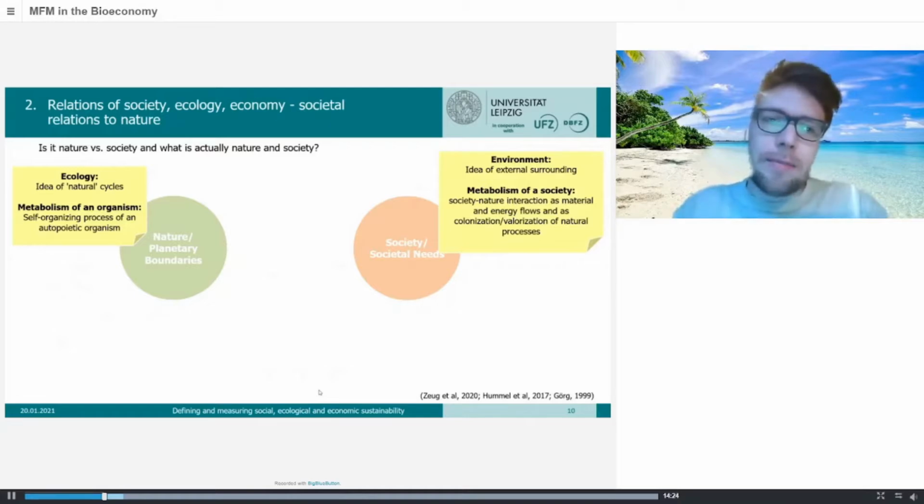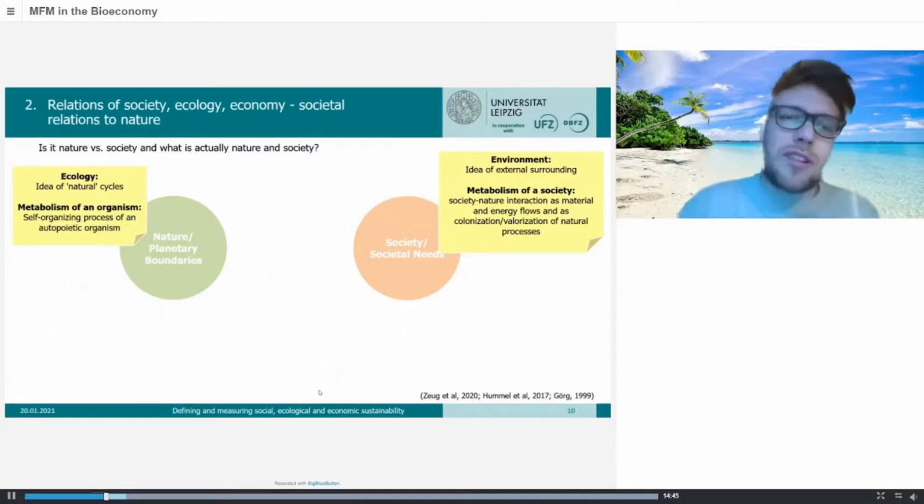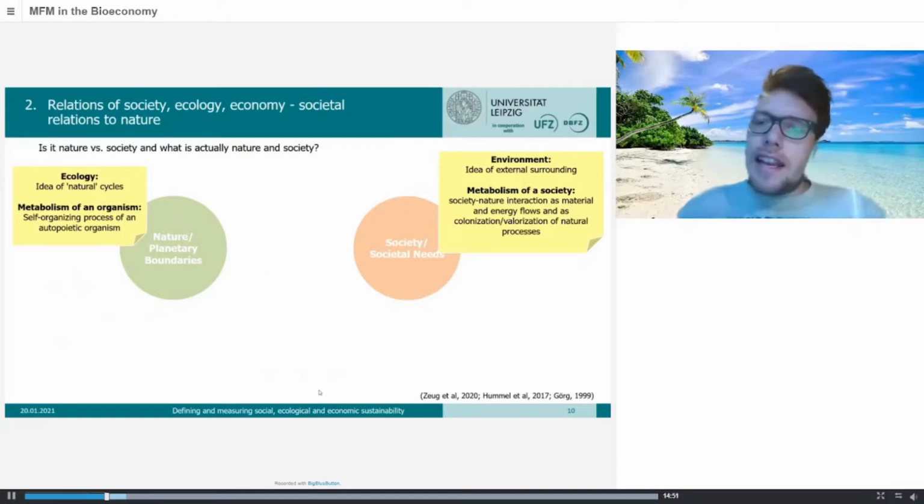On the other hand, we have the term environment, and environment is more an idea of an external surrounding. We as a society do not have a metabolism like an organism, like a worm or a deer or a rabbit, but we have society-nature interactions, which mainly consist of material and energy flows and colonization and valorization of natural processes.